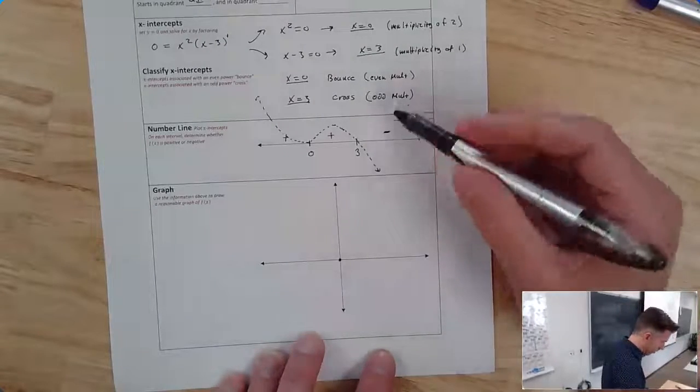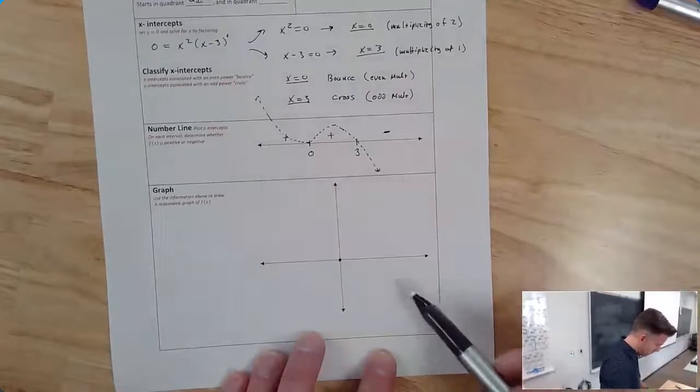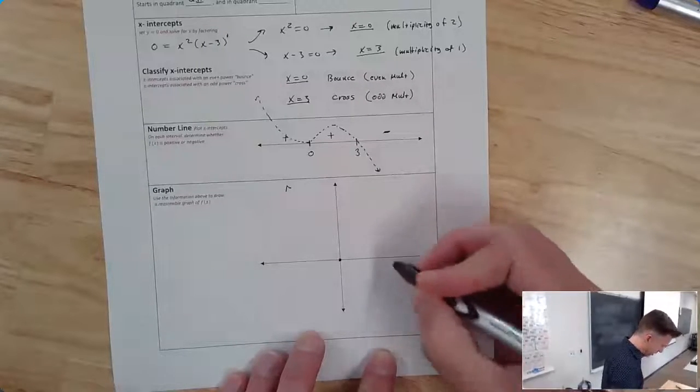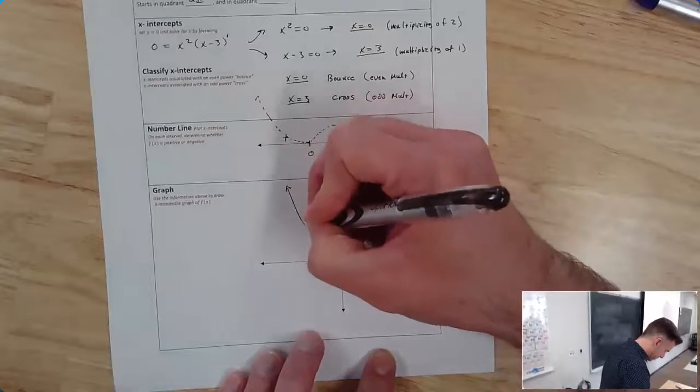So I'm going to say, okay, I know I'm going up on the left, down on the right. So I'm up over here, down over here, and I'm going to bounce here. I'm going to cross at 3. So I'm going to draw it like this.